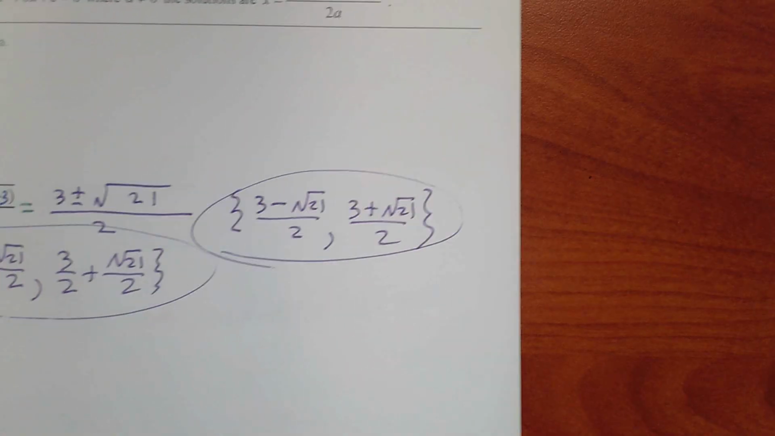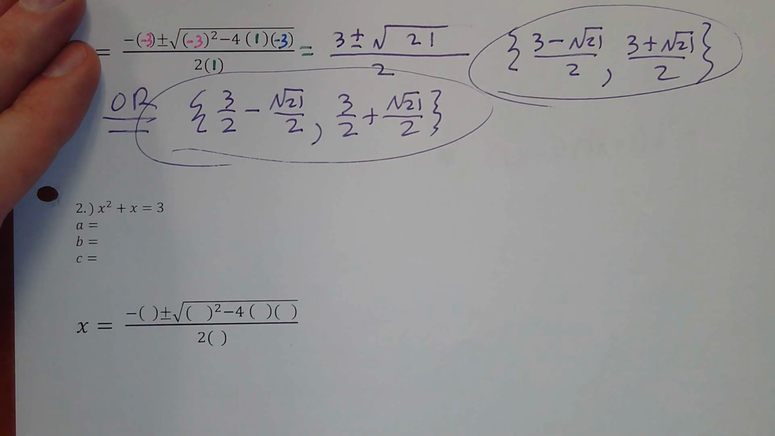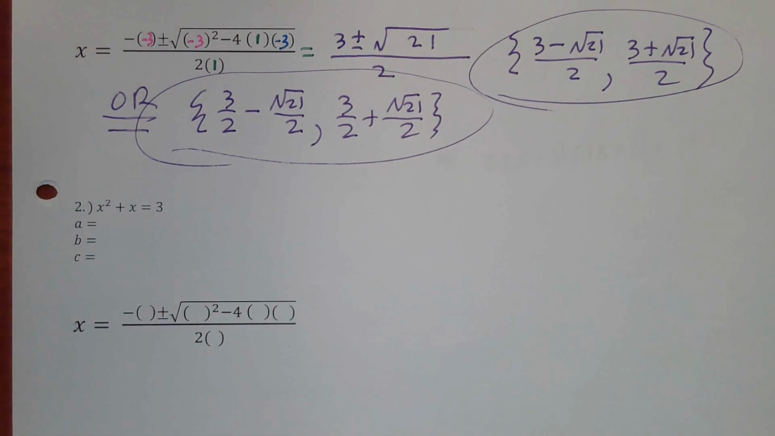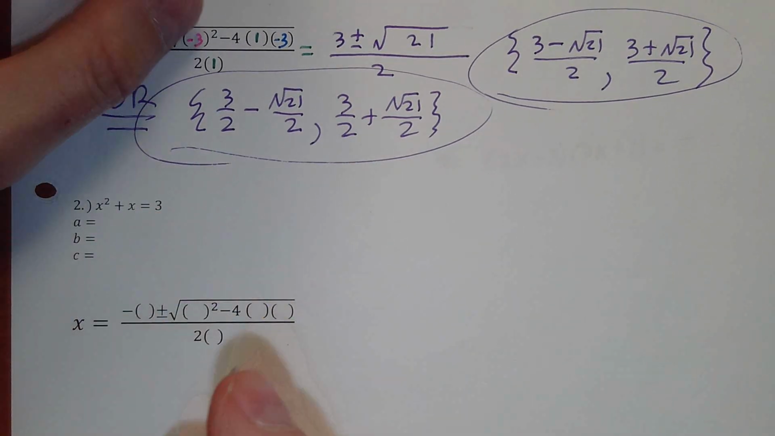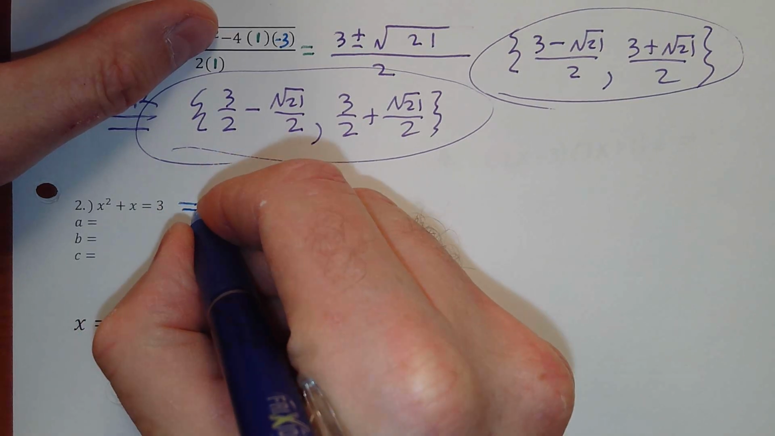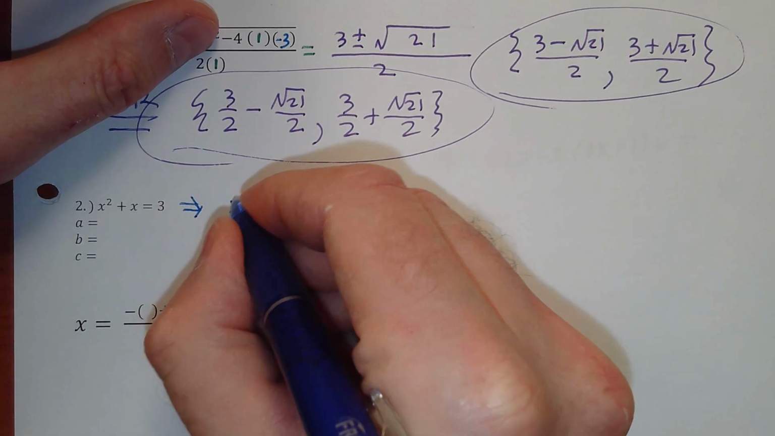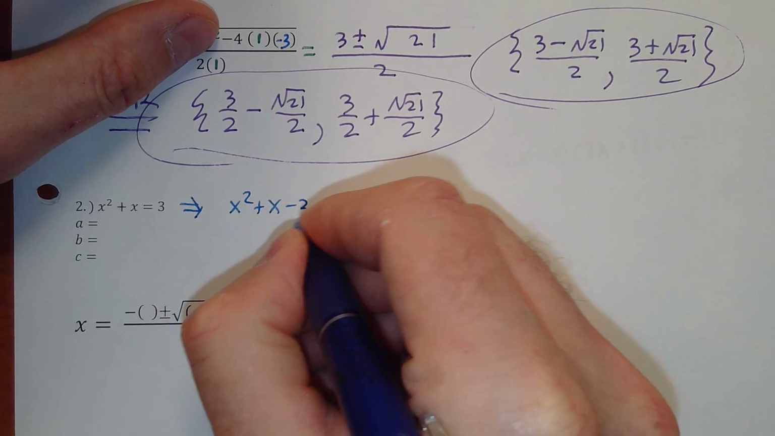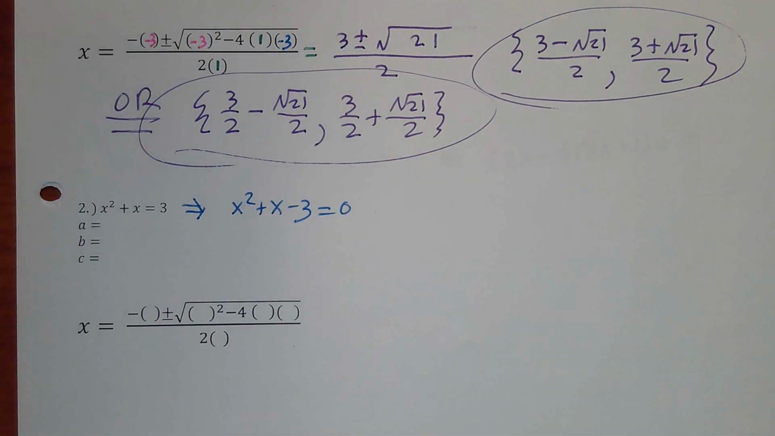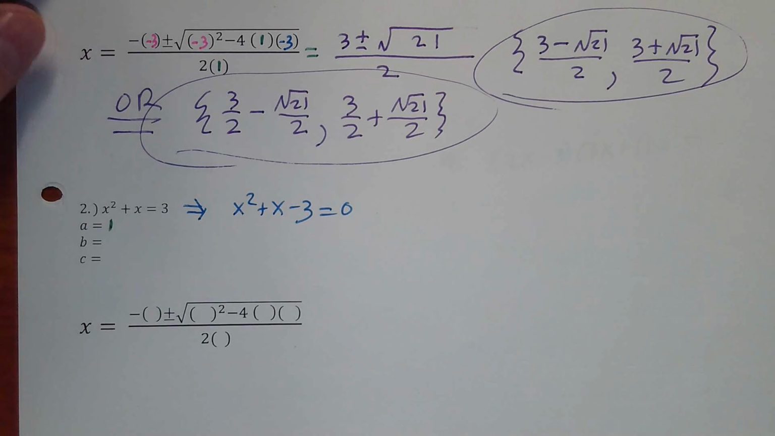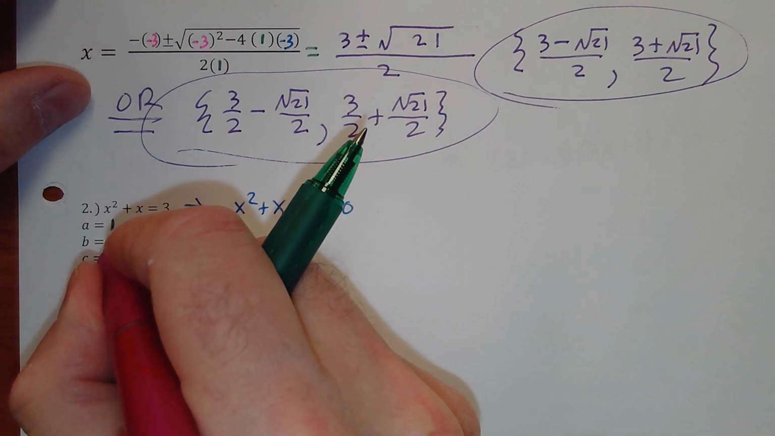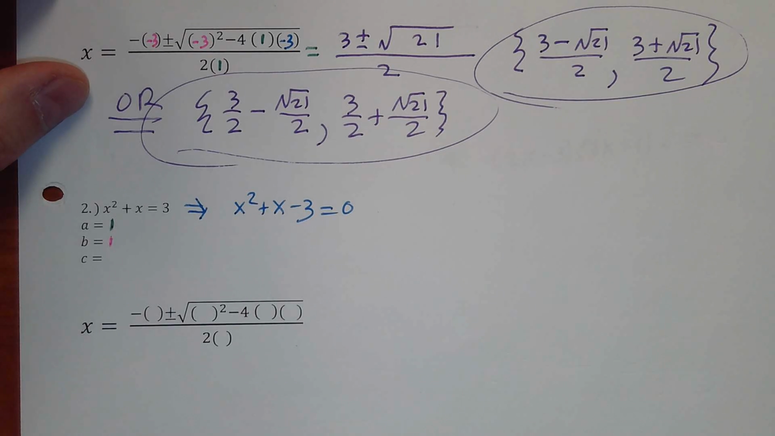So moving on. Let's try this example. The key thing here is, remember, before you start plugging into the quadratic formula, you have to have 0 on one side. So the first step here would be to subtract 3 from both sides. That would give us x squared plus x minus 3 equals 0. So my a here is 1, my b here is also 1, and my c is negative 3.